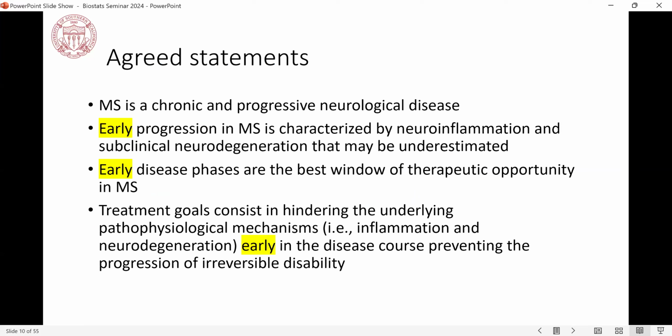So here is the joint statement. Early progression in MS is characterized by new inflammation and subclinical neurodegeneration that may be underestimated by the medical society. So the early disease phase is the best window for therapeutic opportunity in MS. The treatment goal consists in hindering the underlying pathophysiological mechanisms, which are inflammation and neurodegeneration. So treating early in the disease course can prevent the progression of disability. Now the question is, how early is early? How do we determine it's early?